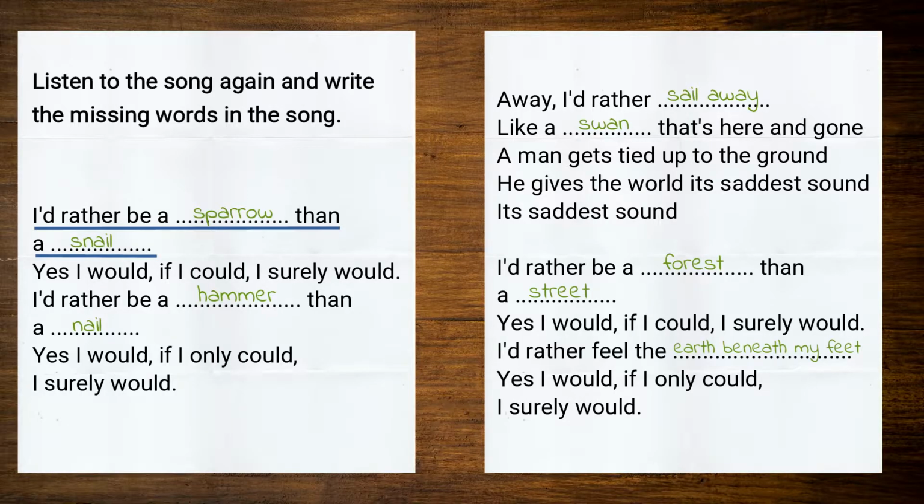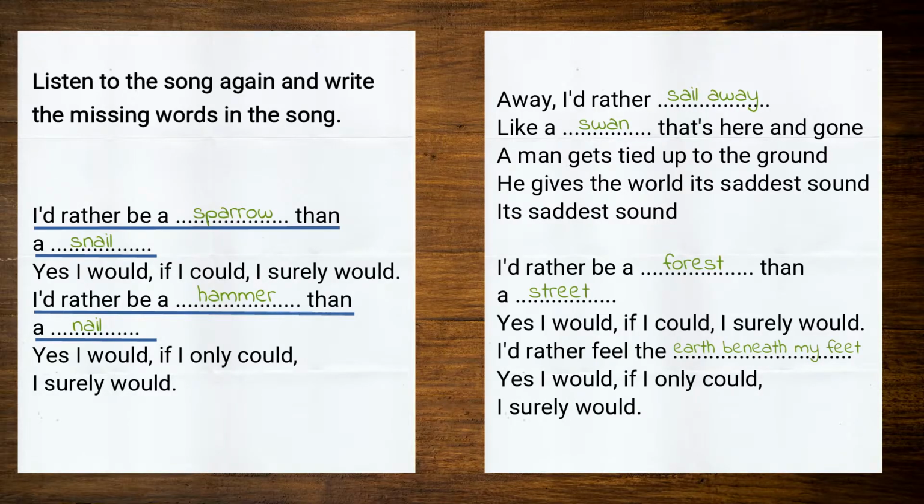So my expectation is they can work together with a friend or in a small group, like a group of 3. What I expect is them to come up with, I'd rather be a sparrow than a snail. Underline that sentence. I'd rather be a hammer than a nail. Underline that sentence, because those are the ones that show preference.